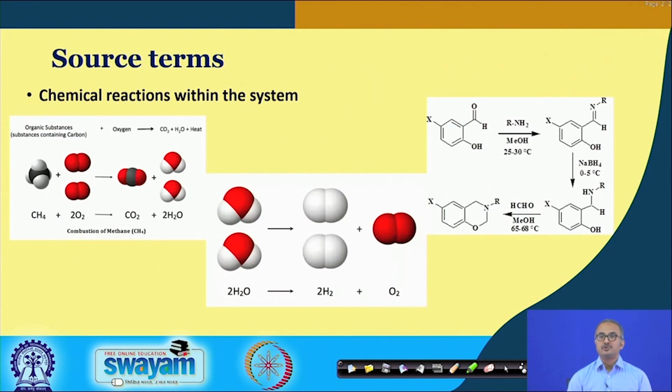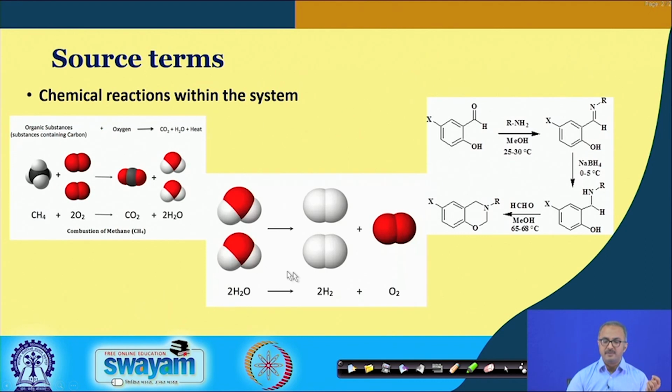Next we come to the source term. Now, what is this source term? This will be something which is other than the diffusive term or the convective term. Anything other than that will be the source term. Now, why does this source term come? It can come due to various factors. One factor is chemical reactions.